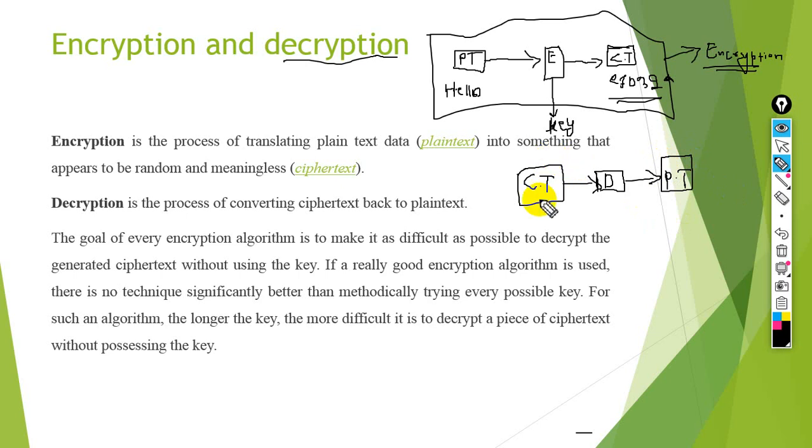What we have here is ciphertext, which is meaningless text. For example, the same text EF 032A. This is a ciphertext, which is meaningless text, the code form of a text, and we convert this to the original text, the plain text. That is called the decryption process. This complete process is called the decryption process.